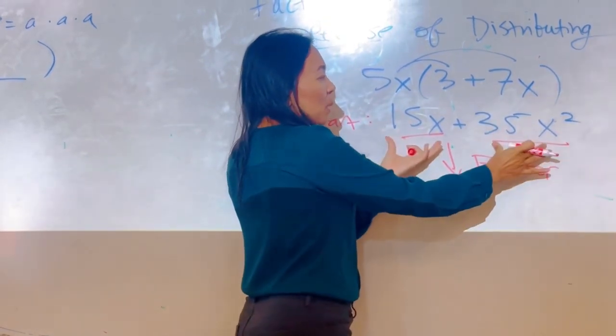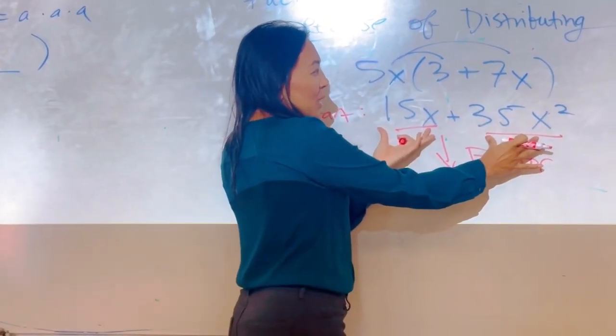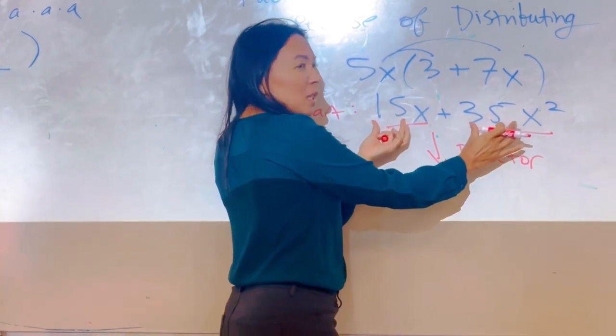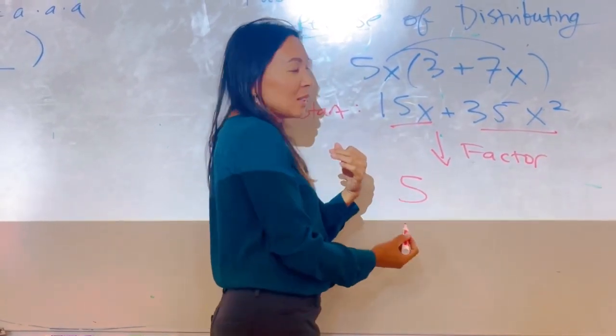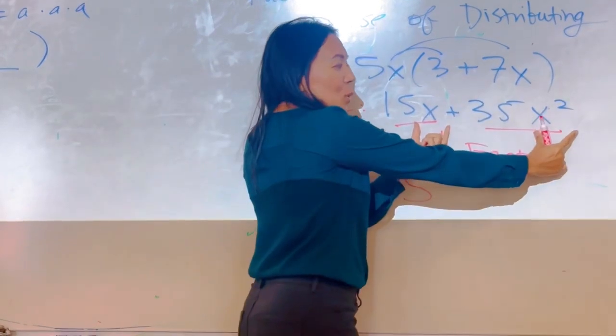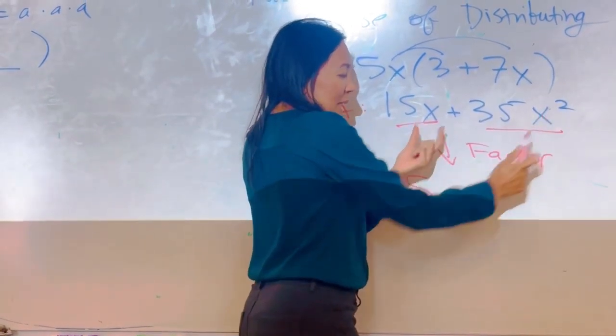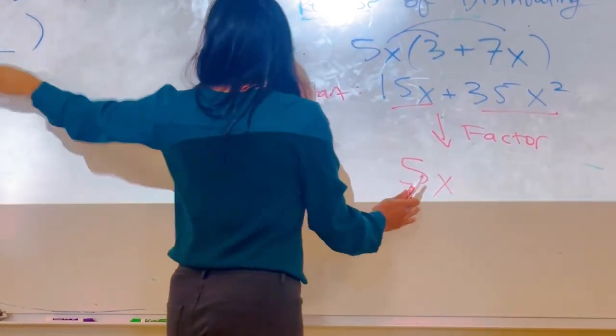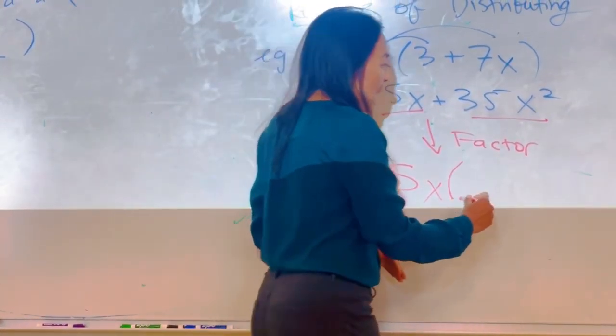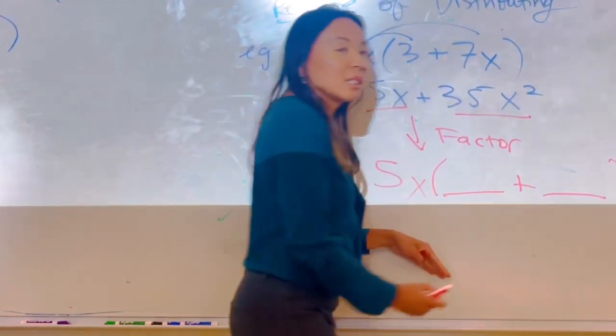So in this problem, what do they both have in common? Between a 15 and a 35, they have a 5 in common, right? And the x and the x squared, what do they both have in common? X, right? So kind of what we're doing there, I'm just doing a different problem here. And then I do blank plus blank, right?